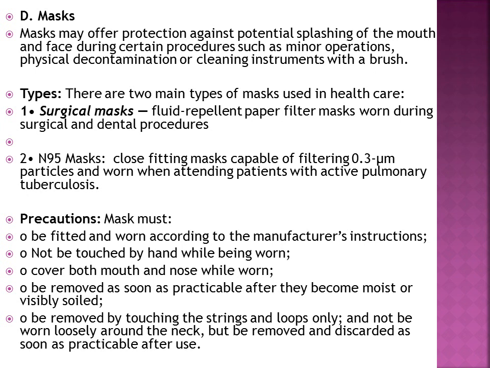Then mask. Masks offer protection against potential splashing to the mouth and face during certain procedures such as minor operations, physical decontamination or cleaning instruments with a brush. There are two types, surgical mask and N95 mask. Surgical mask is mainly used during surgical or dental procedures, and N95 mask is mainly used when attending patients with acute pulmonary tuberculosis or, nowadays, the pandemic of COVID-19.